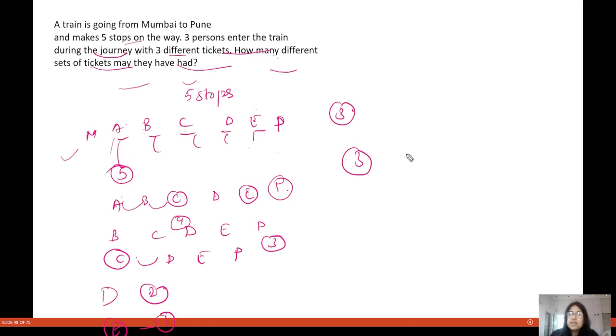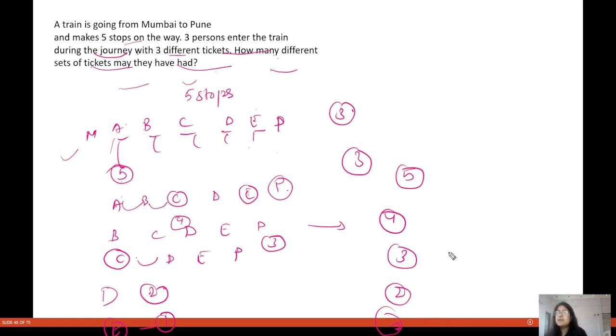So the number of tickets the person entering from A can have is 5 different kinds of tickets. The person entering from B station can have 4 different kinds of tickets. The person entering from C station can have 3 different kinds of tickets. The person entering from D station can have 2 different kinds of tickets. And the person entering from E can have 1 kind of ticket. Now see what we are having. We are having these many different kinds of tickets.